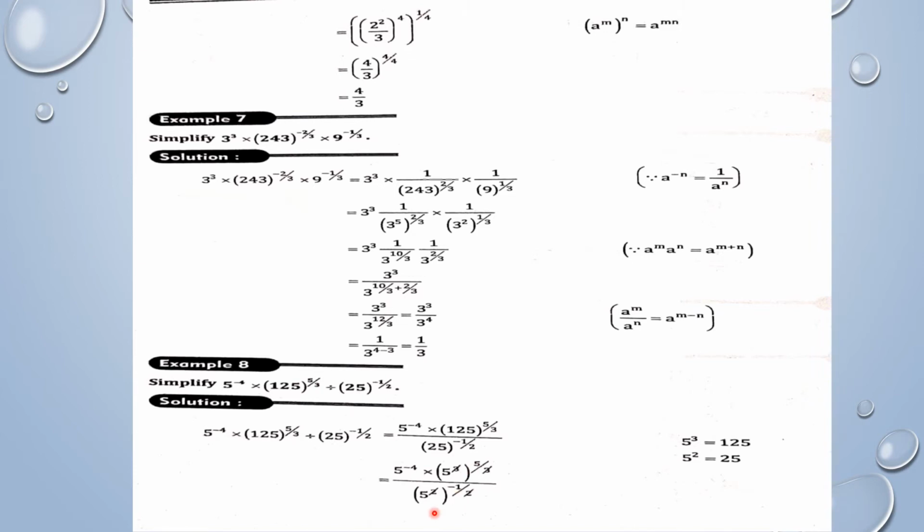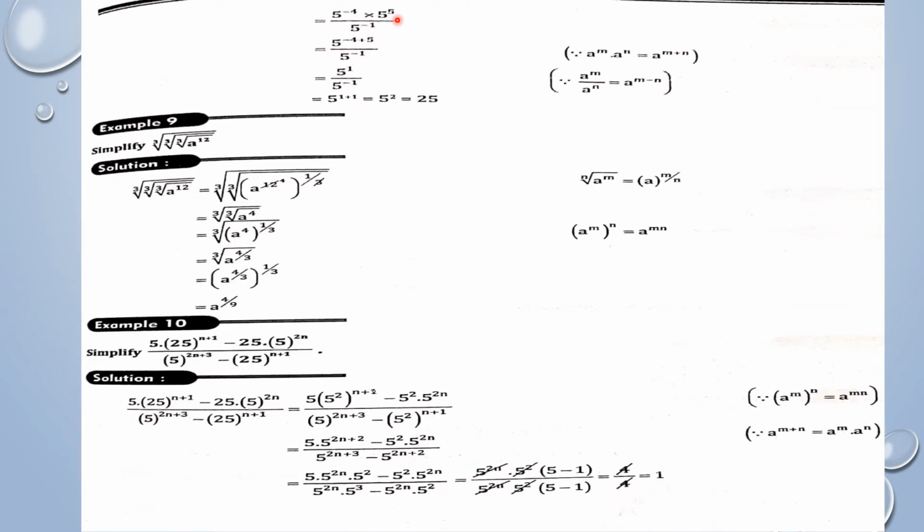25 is written as 5 square to the power minus 1 by 2. Here 3 and 3 is common, so eliminate that. 2 and 2 is common, eliminate. So next step will become 5 to the power minus 4 into 5 to the power 5 divided by 5 to the power minus 1.